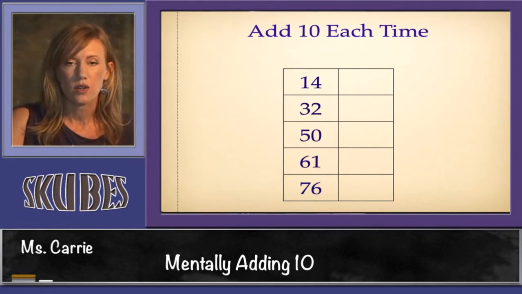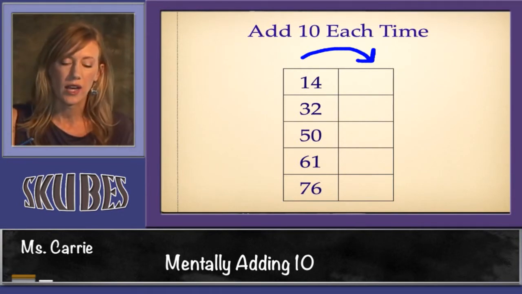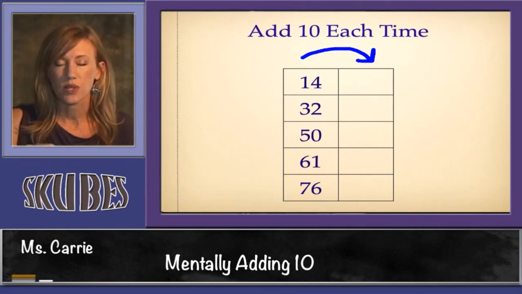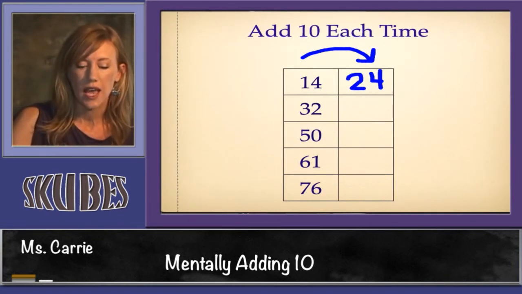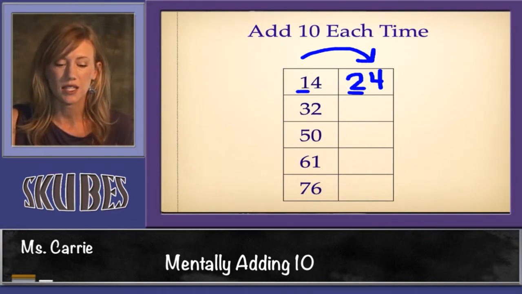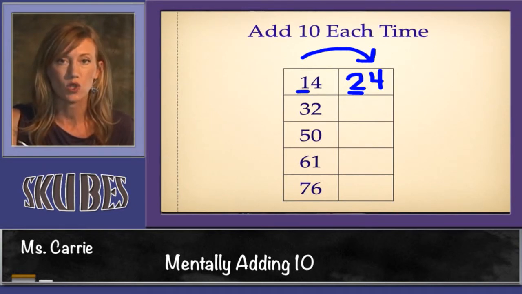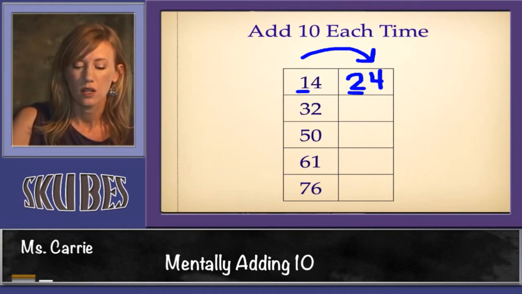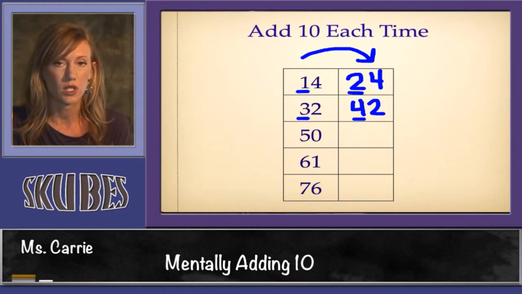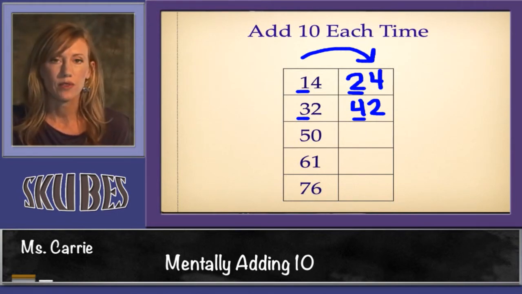On this side of the chart are our numbers on the left side, and over here we're going to add 10 to put them into the right side. So if we had 14 plus 10, that would be 24. The 10's digit goes from a 1 to a 2, but the 1's digit stays the same. So 14 plus 10 is 24. Let's try it with 32. Well, 32 plus 10 would be 42. The digit in the 10's went from a 3 to a 4, but the 1's digit, which was a 2, stayed the same. Let's try it with 50.